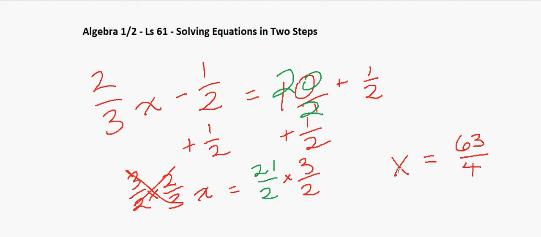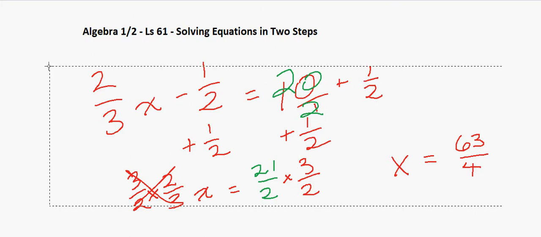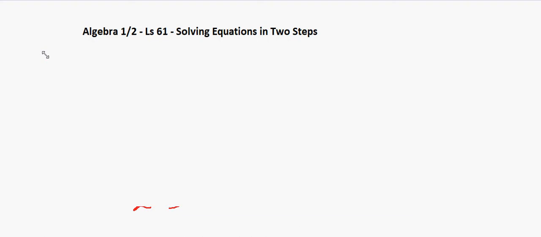All right, last one. Remember, these are solving just like we've done before, but we're just adding one extra step. Solving in 2 steps. I'm going to try example 61.3. It's got a lot to it. See if we can run through this. 2 1/3 x minus 1 1/5 is 23/10. Let's see what this looks like.